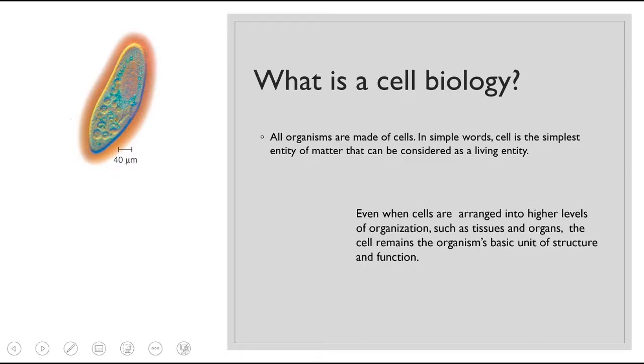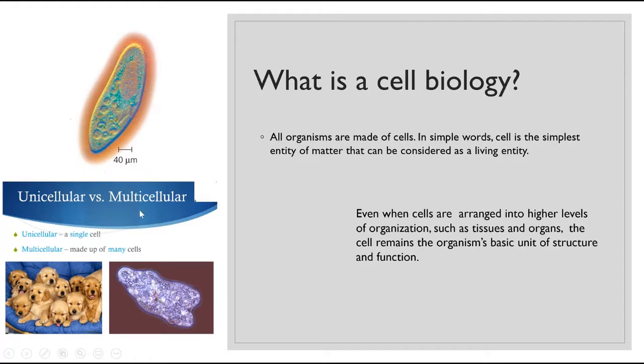Now if you see unicellular versus multicellular organisms: unicellular means a single cell, which can live on its own, just like this example of paramecium. The size of the paramecium is around 40 micrometers. We cannot see it even through a light microscope; we can observe it only through the electron microscope. And this is an example of a multicellular organism, where the basic building blocks are cells, of course, but they have higher organization systems like tissues, organs, and organ systems.